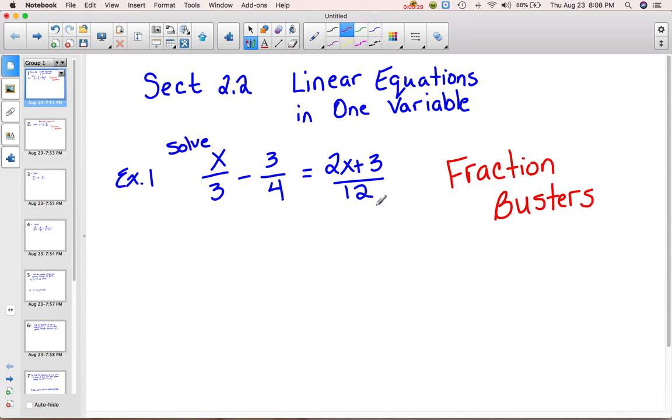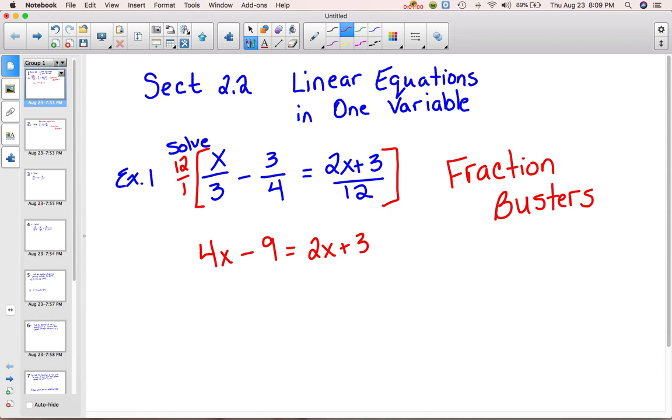So remember, we're looking for the least common denominator, which in this case is 12. So I'm going to multiply the entire equation by 12, both sides. If you want, you can think of it as 12 over 1. So remember how we did this. 3 goes into 12 4 times, and then we have times the x, so we get 4x. 4 goes into 12 3 times, 3 times 3 is 9, so we get minus 9. And then the 12 goes into 12 once, so those cancel, and we're just left with 2x plus 3.